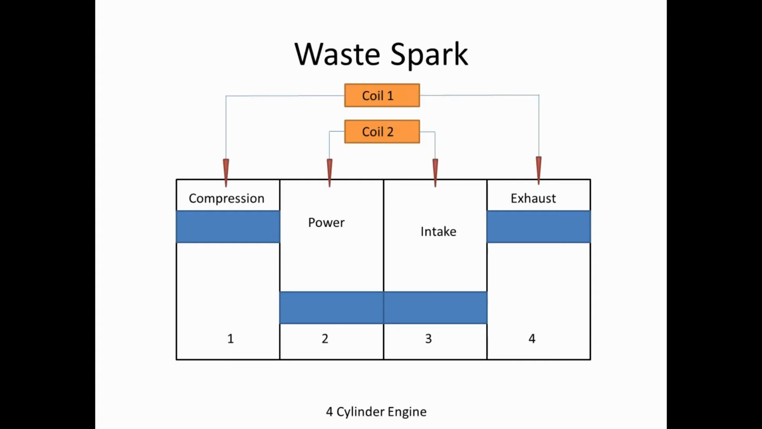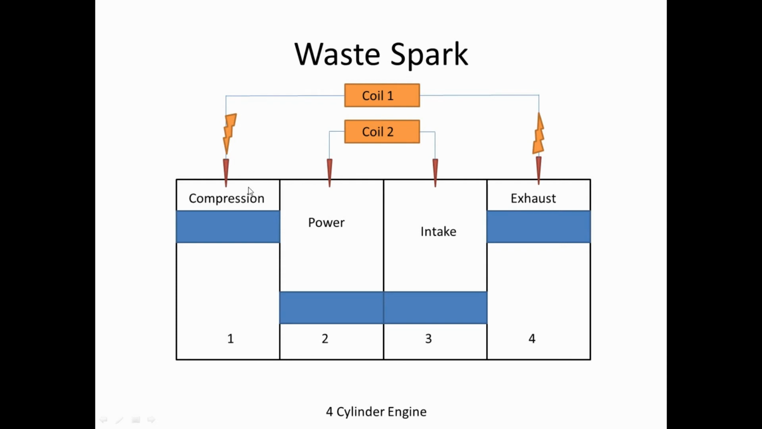So the way a waste spark system works is we have, in this case, because it's a four-cylinder, two separate coils. One coil is hooked to cylinder 1 spark plug and cylinder 4 spark plug. And coil number 2 is hooked to cylinder 2 spark plug and cylinder 3 spark plug. So basically what happens, because we're ready to fire cylinder 1, is the coil will fire both cylinders 1 and 4 at the same time.